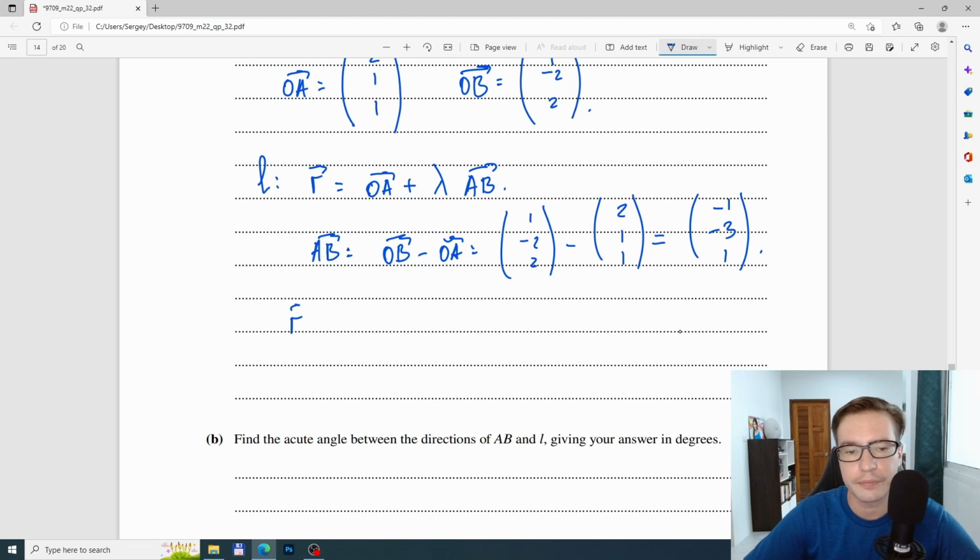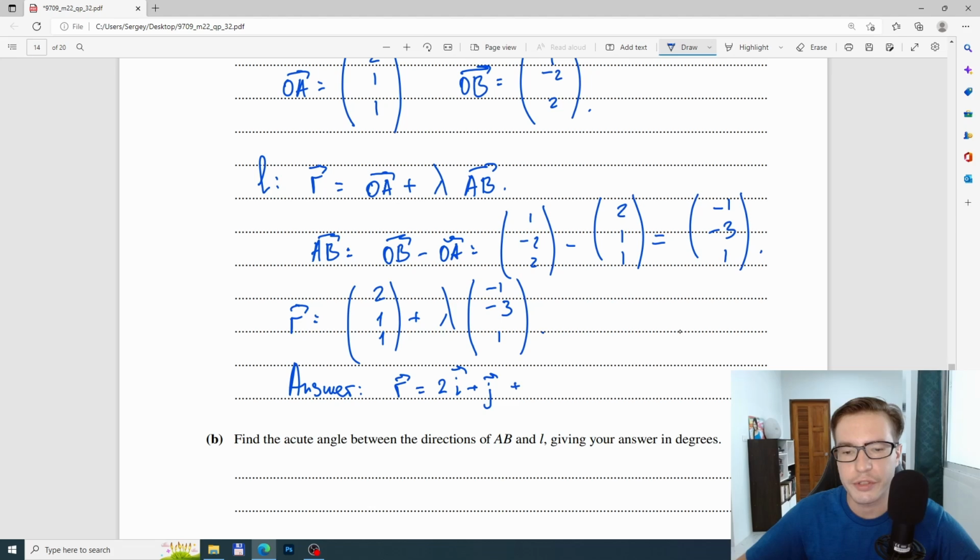R equals (2, 1, 1) plus lambda (-1, -3, 1). You can leave it in this form, which I actually prefer myself, but you can also write it as R equals 2i plus j plus k plus lambda times (-i - 3j + k).